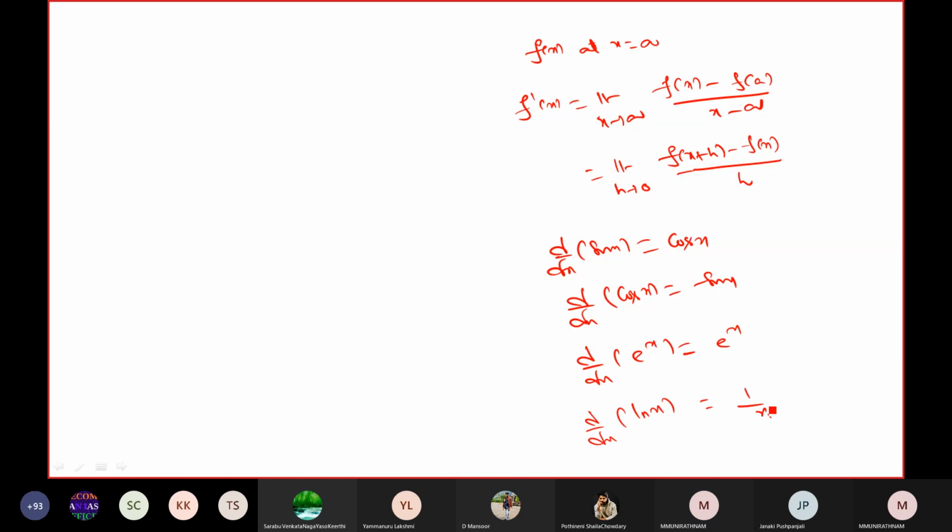The derivative of tan x is secant square x. The derivative of secant x is secant x into tan x. Likewise we have done, right? We have done this in our PUC. So these are all derived based on this formula.